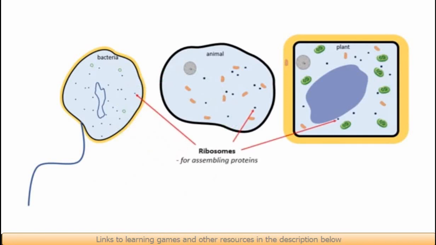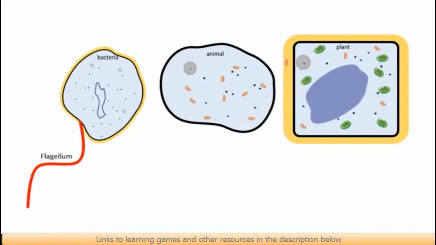Ribosomes. This is where the instructions from the DNA are used to make the proteins used by the cell. Ribosomes are one of the very few structures that are found in all types of cell, both prokaryotes and eukaryotes. Flagellum. These are whip-like structures found on some prokaryotic and some eukaryotic cells. They are used a bit like a propeller to move the cell from place to place.